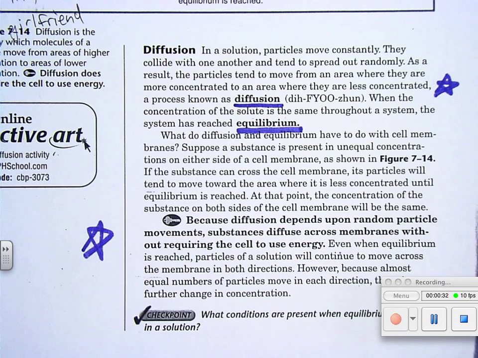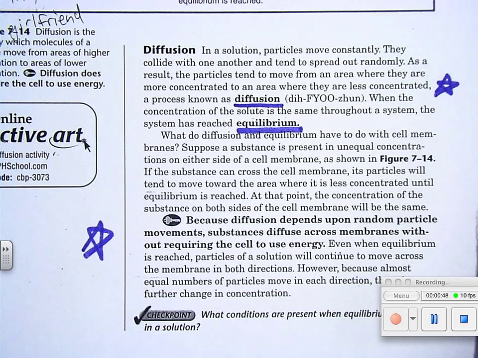Conditions that are present? Well, that means that the same amount of particles going one way are going the other way. And finally, on both sides of the membrane, the concentration is equal. So, diffusion. Please move with me to page 185.